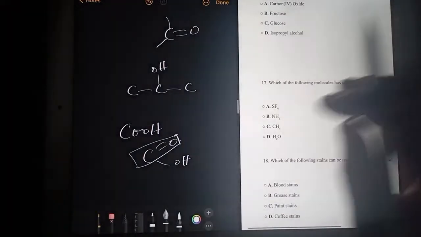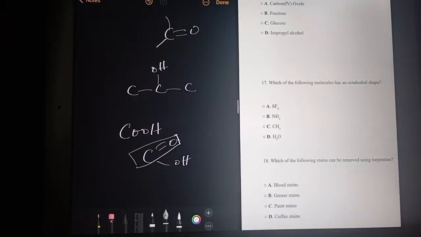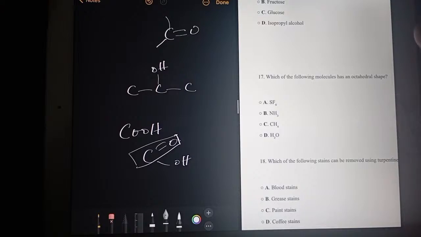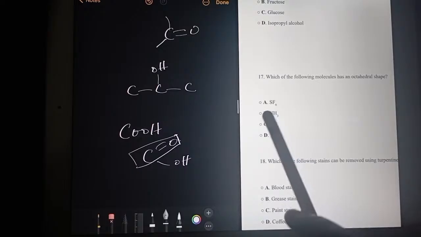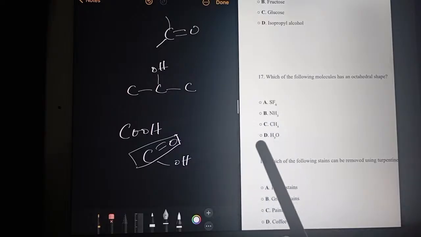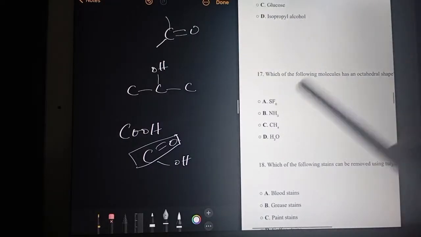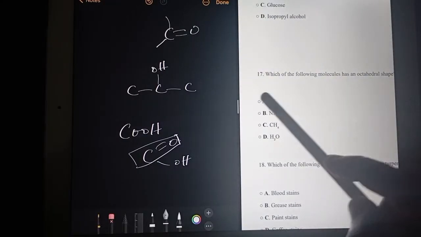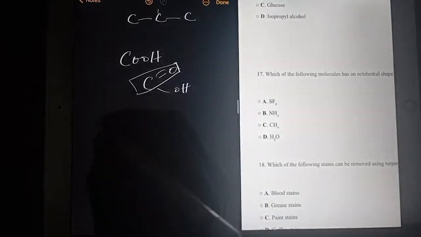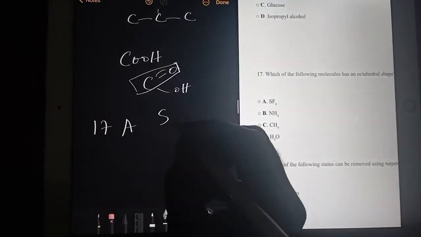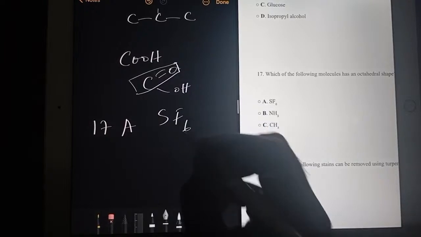Then number 17 says, which of the following molecules has an octahedral shape? You can use isolation to answer this question 17. We all know that ammonia is trigonal pyramidal, methane is tetrahedral, and water is bent, angular, or V-shaped. Even if you don't know that sulfur hexafluoride is octahedral, you will use isolation to answer it. So the correct answer to question number 17 is option A, sulfur hexafluoride.